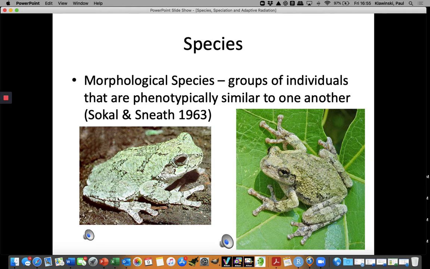But this breaks down because we have, for example, the two species of gray tree frogs, and they look virtually alike. They look kind of like bark. They have a light spot under the eye, although it's a little hard to see on the one on the right. But when you listen to their mating call, it becomes apparent that these two are different species. So here is the mating call of one species.